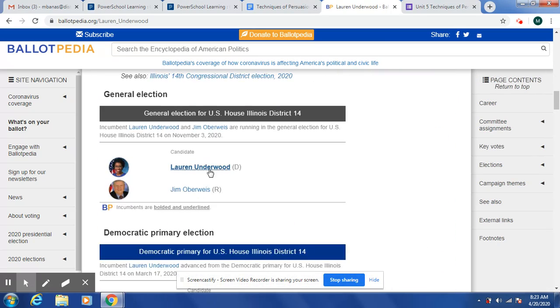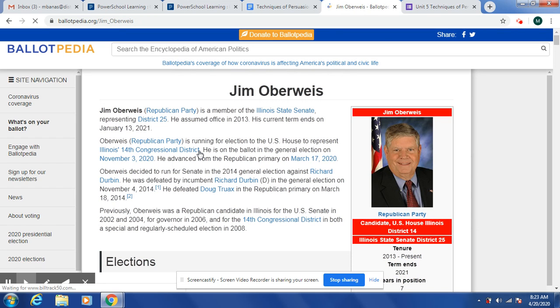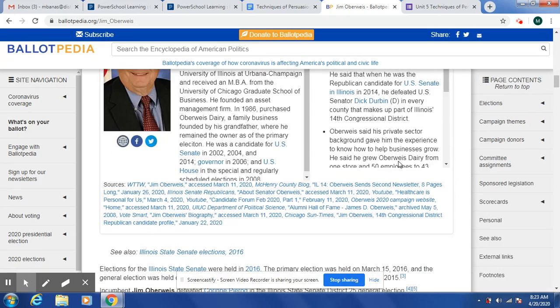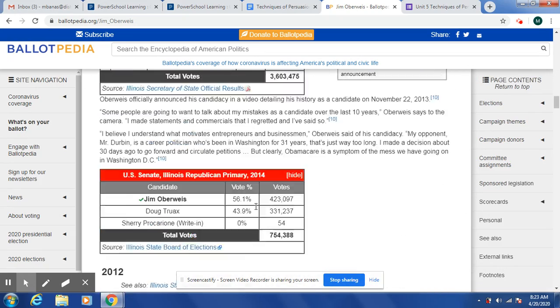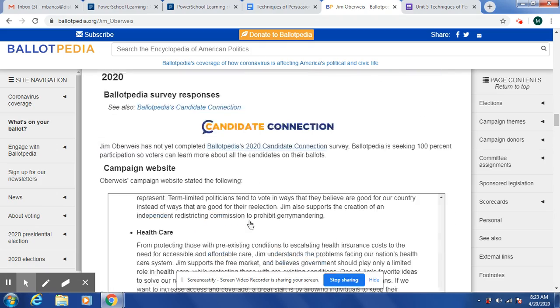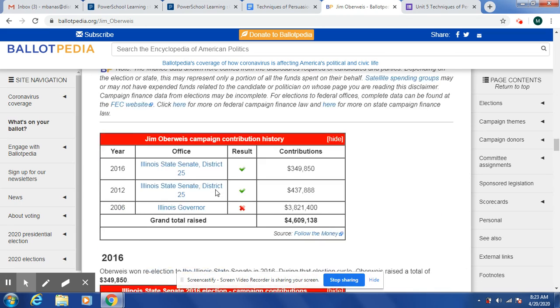And then we have Oberweis, who is the person she's going against. He's run for several Illinois political offices before. His website talks about where he stands on issues and goes into a little more detail. Immigration is a big issue, and it shows the things that he's passionate about.